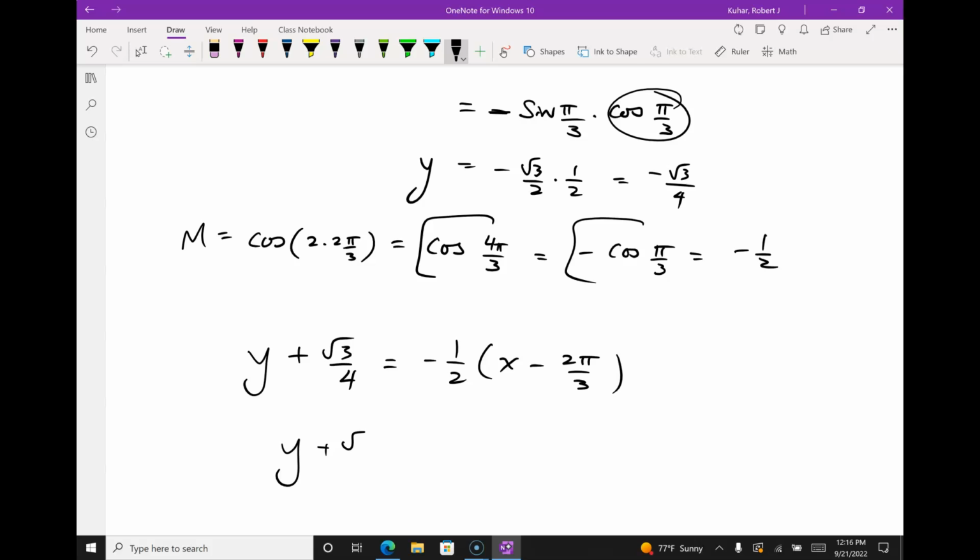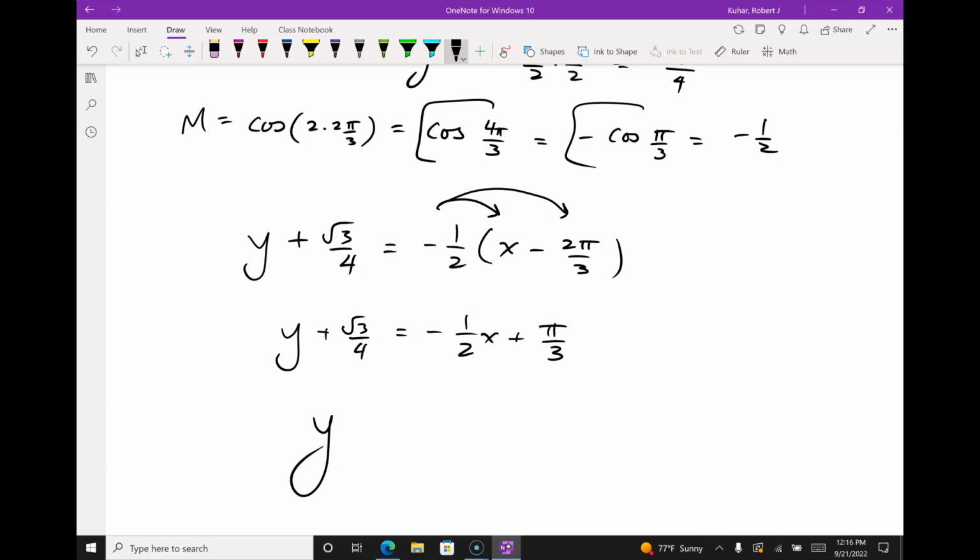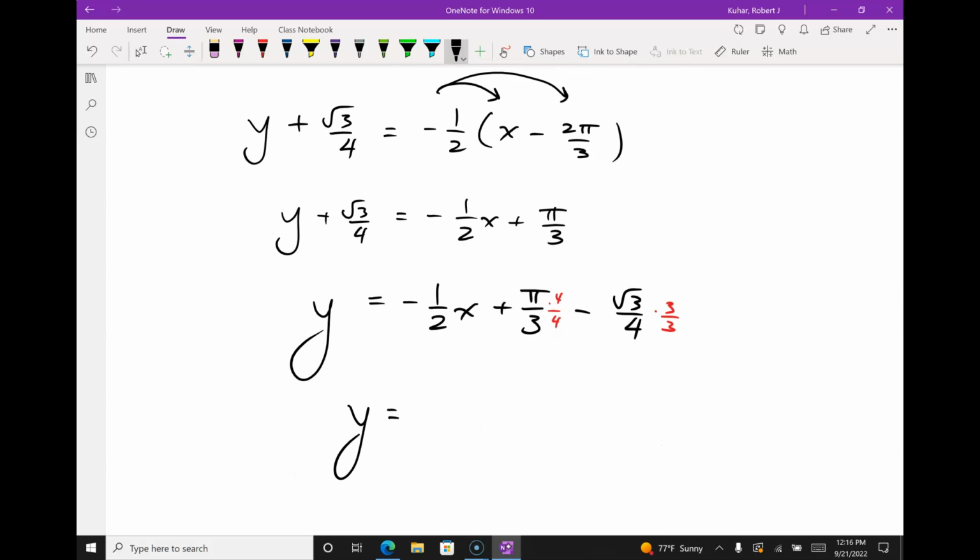So y plus rad 3 over 4 equals negative 1/2 x plus pi over 3. Right, I'm distributing there, yes? Negative times a negative is a positive, the 2's cancel. So y equals minus 1/2 x plus pi over 3 minus rad 3 over 4. It looks like I need an LCD of 12. So I get y equals minus 1/2 x plus 4 pi minus 3 rad 3 all over 12.